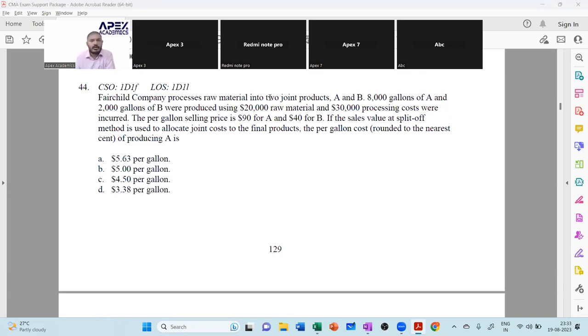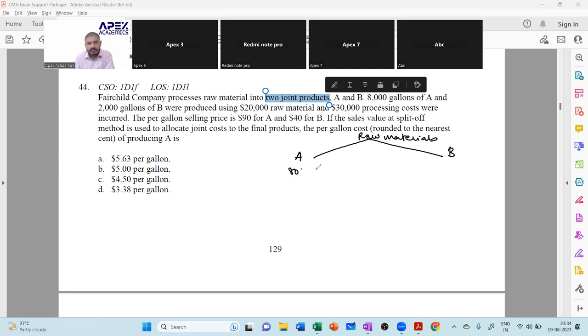Fairchild Company processes raw materials into two products, A and B. There are two products, A and B. What are they doing? It's the raw materials. 8,000 gallons of A and 2,000 gallons of B are purchased for $20,000 and $30,000.